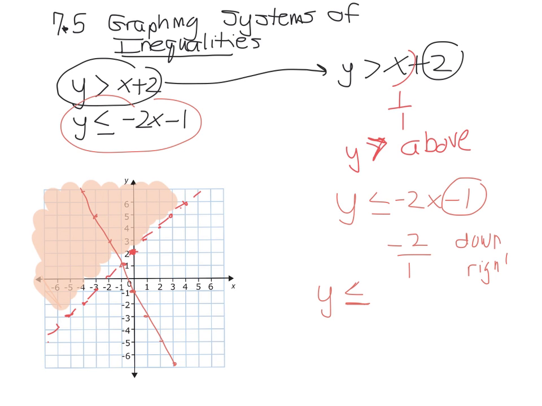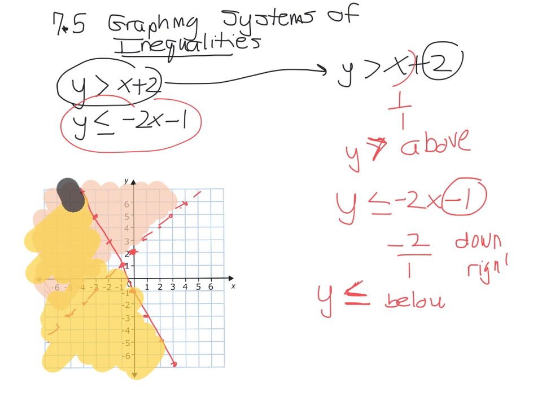Again, I have to decide how to shade. Less than means I'm shading below the line. So again, you will take your pencil and lightly shade this second one below the line. Now your answer to this is, where do the two shadings overlap? So in this region, you'll take your pencil and darken it in so it looks much darker than the other shadings, and then that will be your answer.